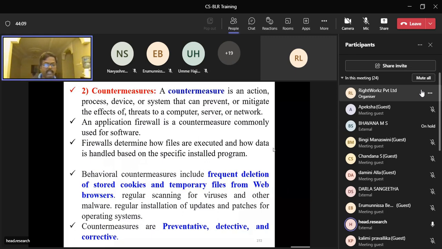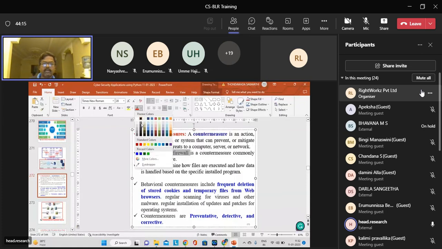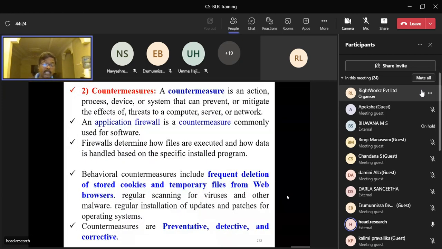So firewall is the best example of a countermeasure. We are using CyberArk. CyberArk is the best example for a firewall. Firewalls determine how files are executed and how data is handled based on the specific installed programs or application software. Behavioral countermeasures include frequent deletion of stored cookies and temporary files from web browsers.